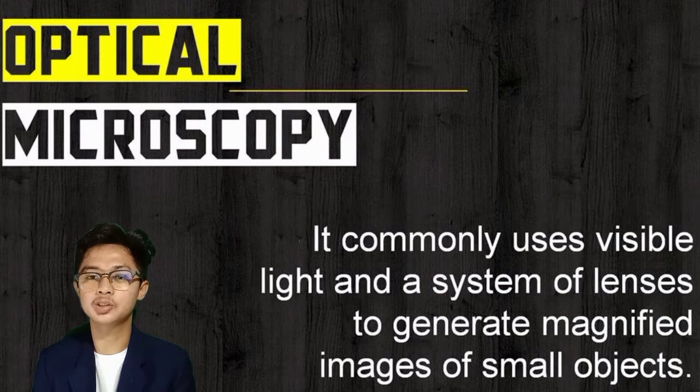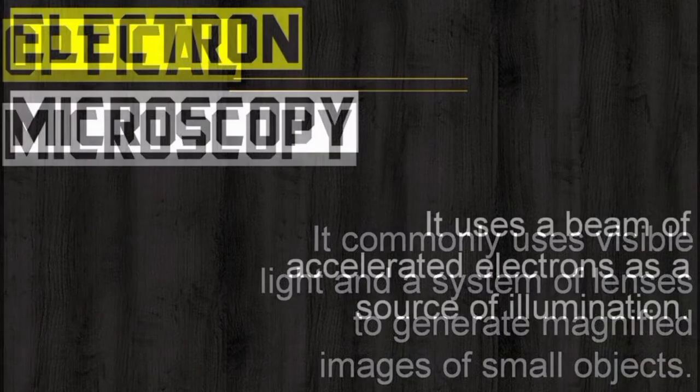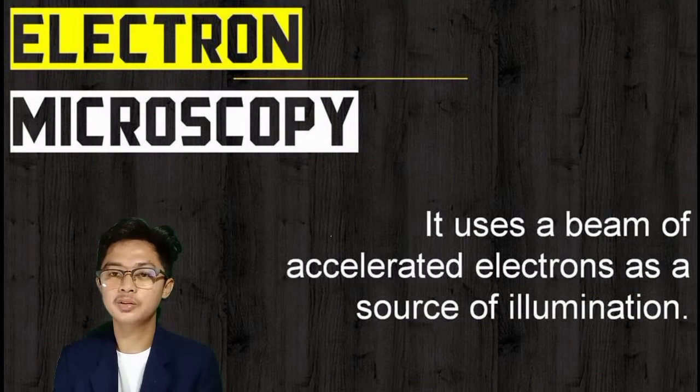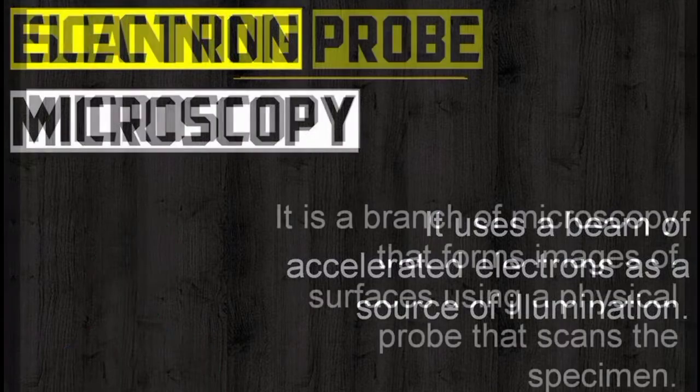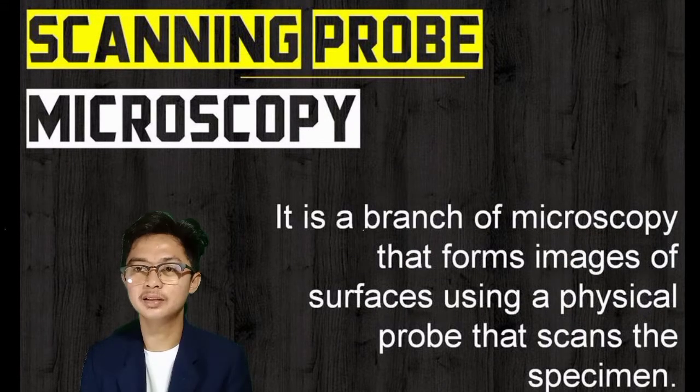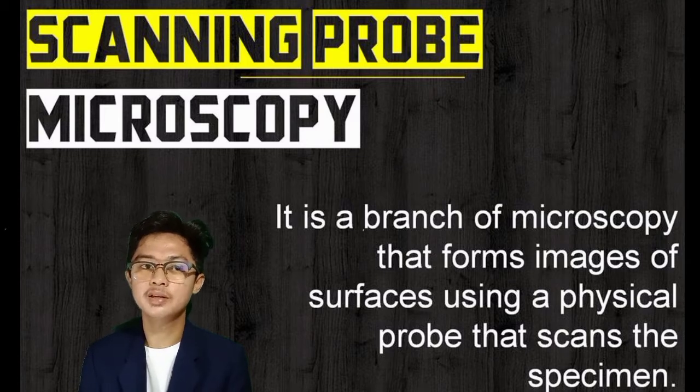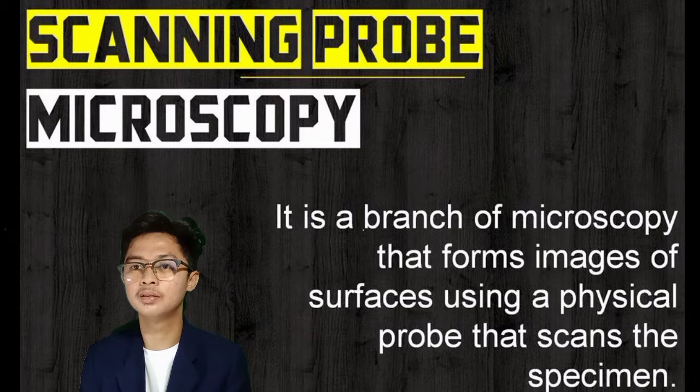First is optical microscopy. Optical microscopy utilizes visible light and a system of lenses to generate magnified images of small objects. For the second well-known field of microscopy, we have electron microscopy, which uses a beam of accelerated electrons as a source of illumination. Last but not the least, we have scanning probe microscopy. It is a branch of microscopy that forms images of surfaces using a physical probe that scans the specimen.